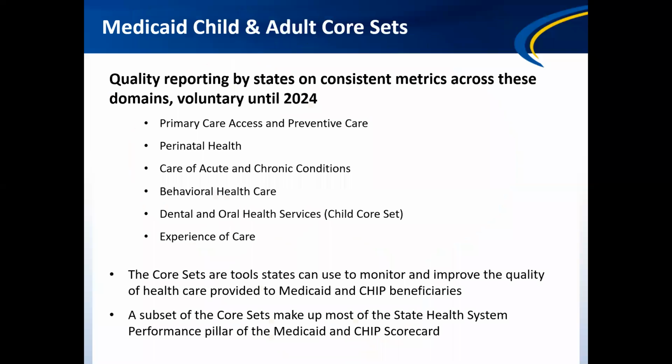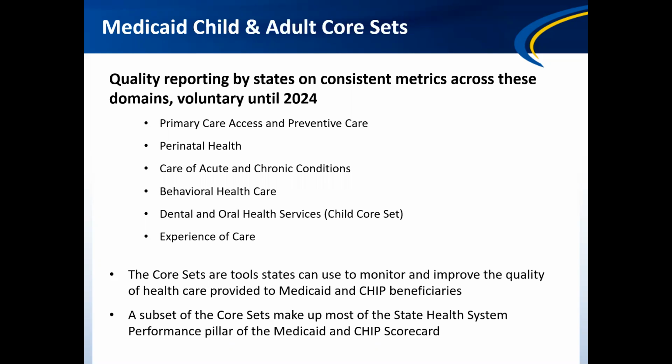On the next slide, what are the core sets? There are two sets of metrics that are currently voluntarily reported by states to CMS. The measures are organized into several domains, including primary care access and preventive care, care of acute and chronic conditions, and behavioral health care. I'm calling out those among others because that's where most of the 618 related measures reside. And of course, many measures in our core sets could fit in multiple domains. We use the domains as sort of an organizing principle to help keep a moderately long list manageable.